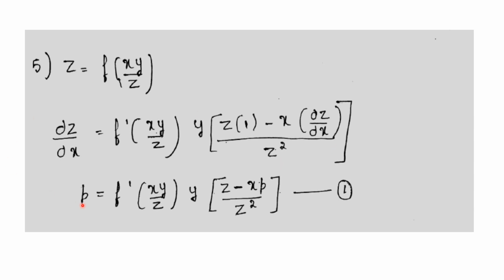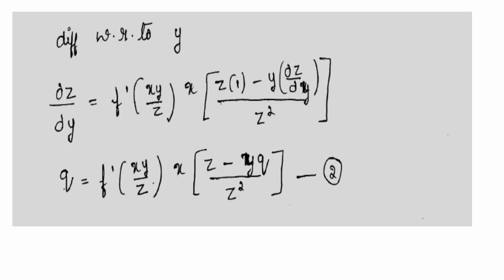Now replace the dou z by dou x on the left as well as on the right hand side as p. So you get p is equal to f dash of xy by z into y into z into 1 is z minus x into p divided by z square. So let me denote this as equation 1. Next we have to differentiate the given equation partially with respect to y.